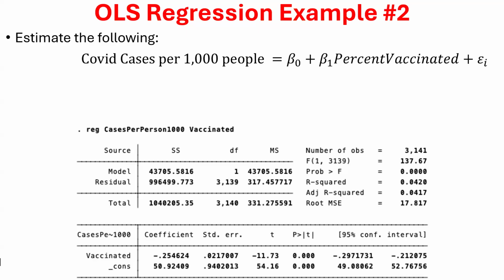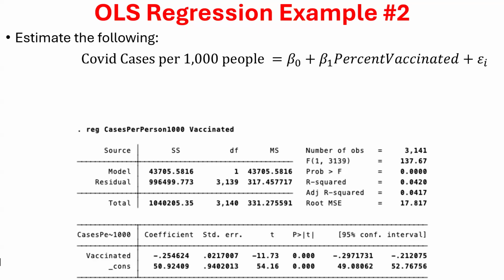If I got 1% more of my county vaccinated, the expected decrease in the number of cases per 1,000 people is 0.25. That might not sound like very large, but that's per 1,000 people. I mean, some counties have millions, right? And then I would just scale that up to however large the county was. But this is telling me what that relationship was between percent vaccinated and the number of expected cases per 1,000 people.